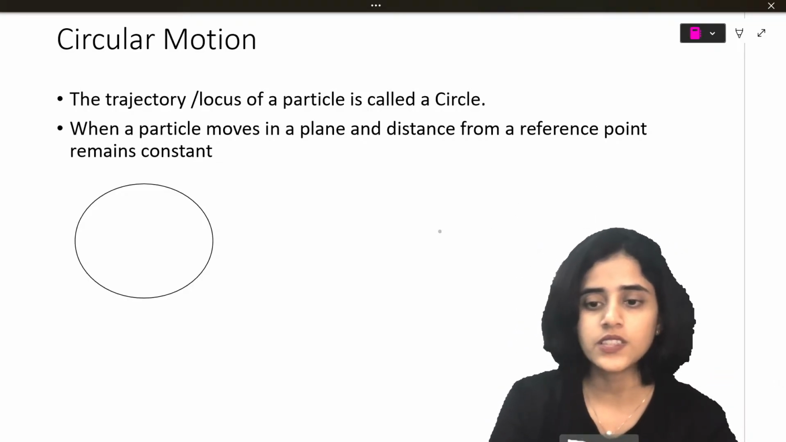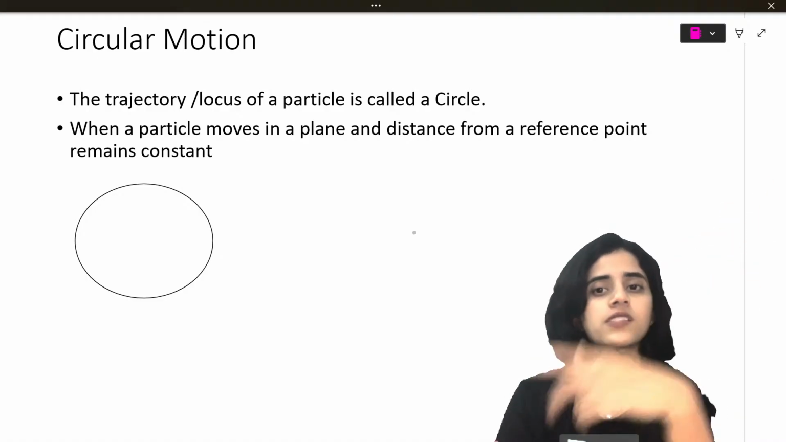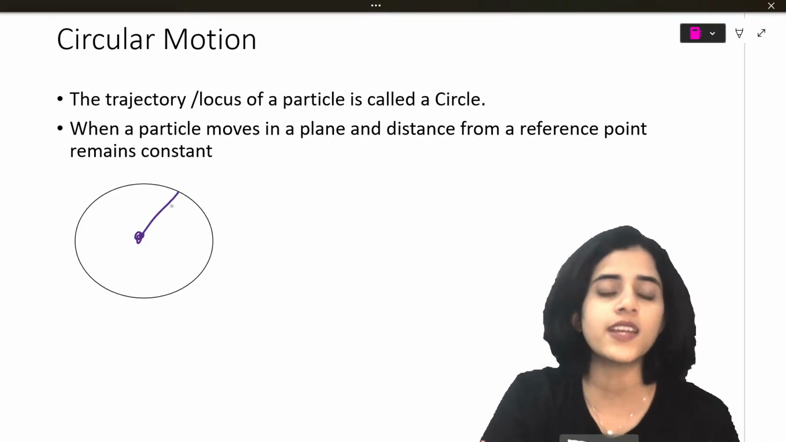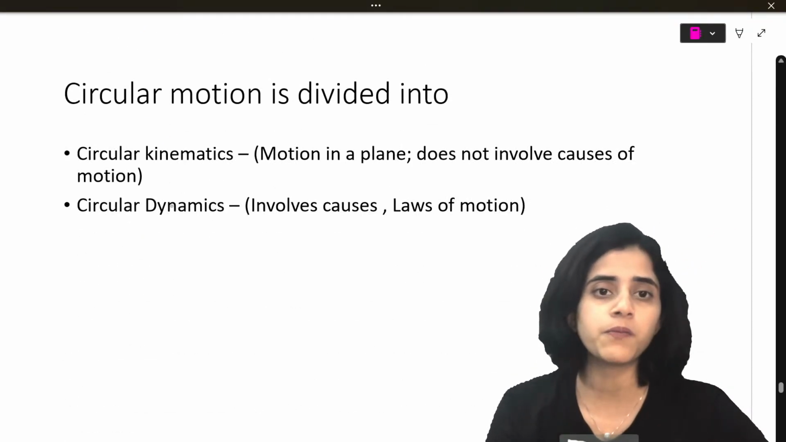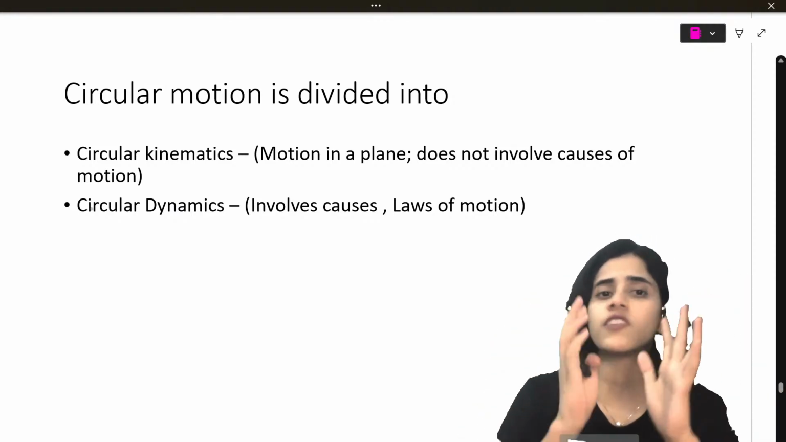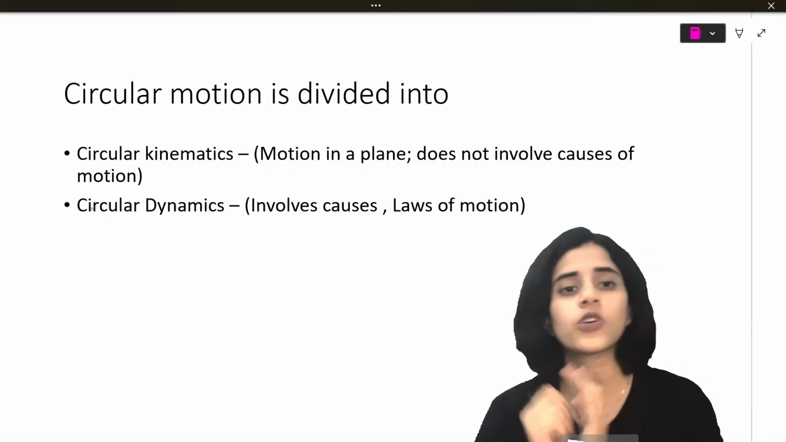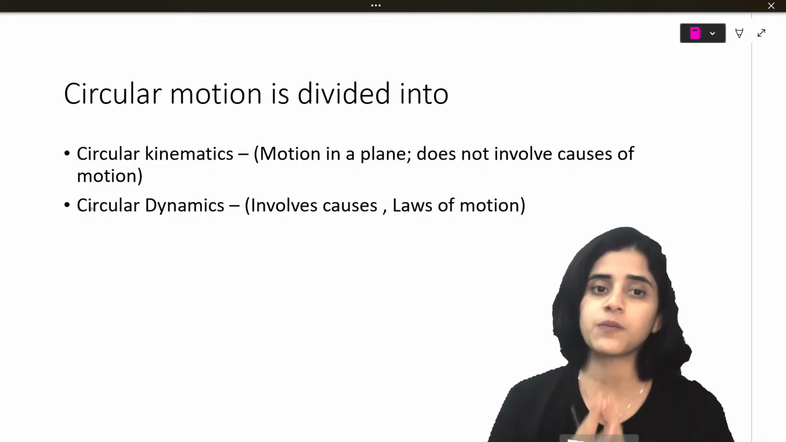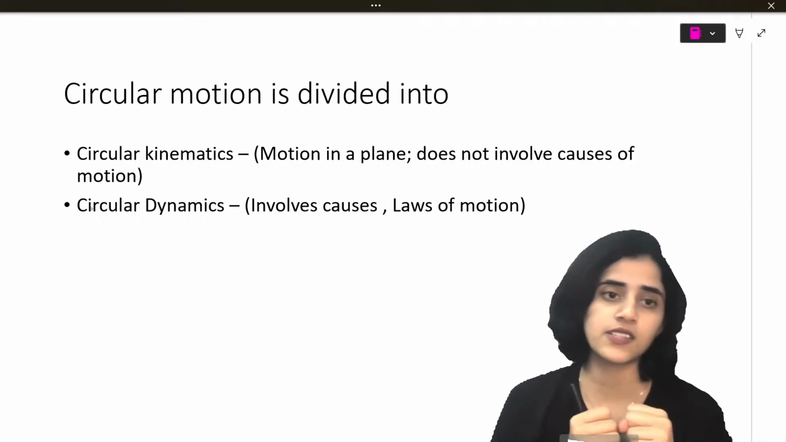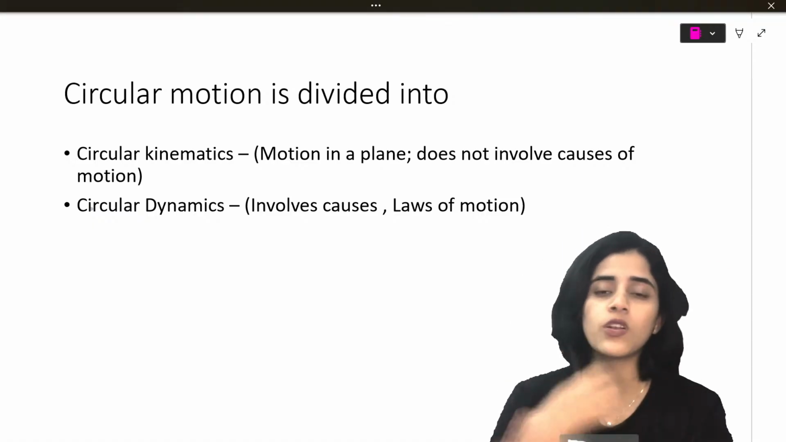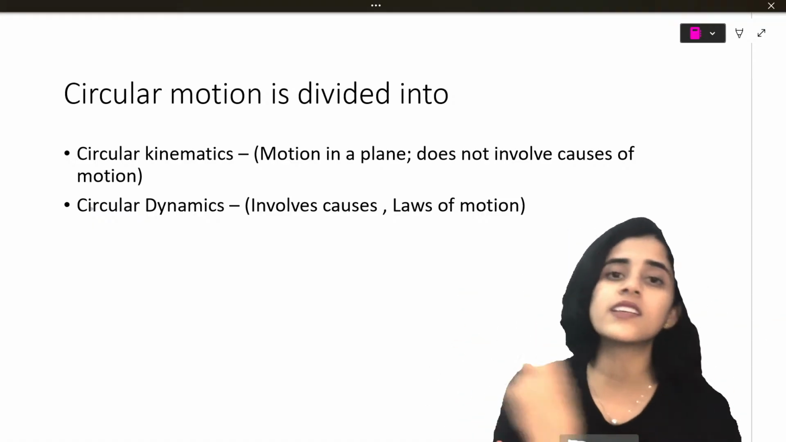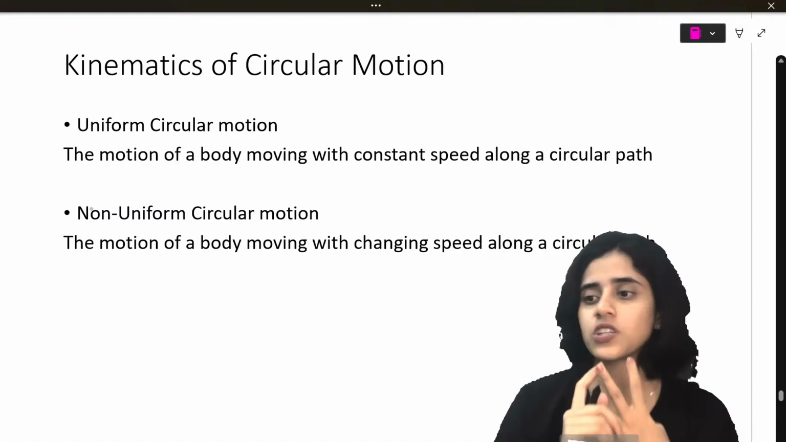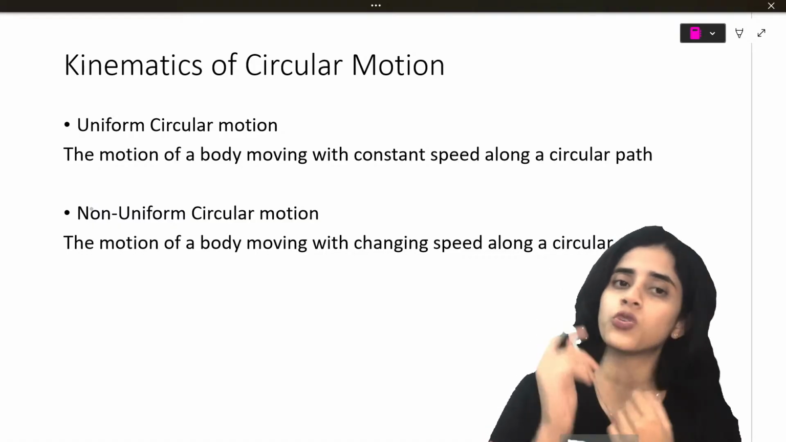Now here you can see anything that moves in a circle is a circular motion with a reference point. So here this could be the reference point and then this could be the radius. So it's moving in a circular path. Now circular motion is divided into two: circular kinematics and circular dynamics. Circular dynamics we will learn when you learn laws of motion. In this chapter, we are going to look at circular kinematics. So we don't look at how something is moving, we look at what describes its motion. So in kinematics, there are two terms that you need to know: uniform circular motion and non-uniform circular motion.